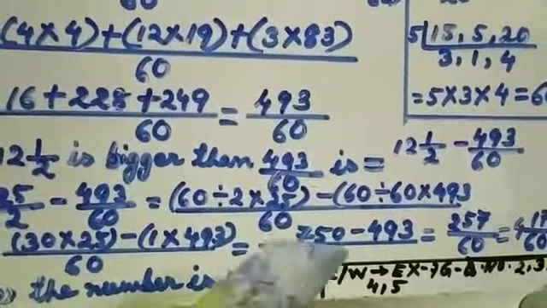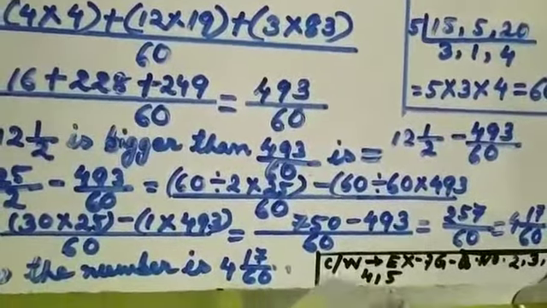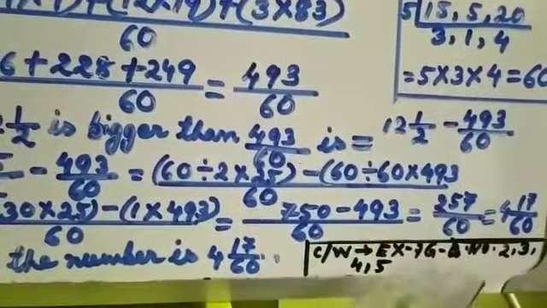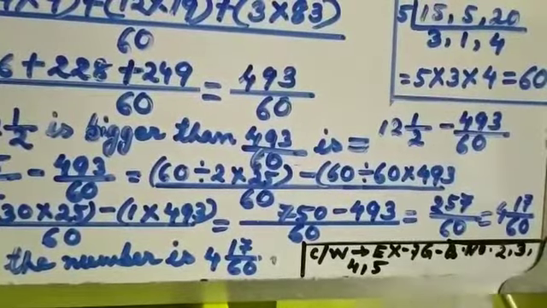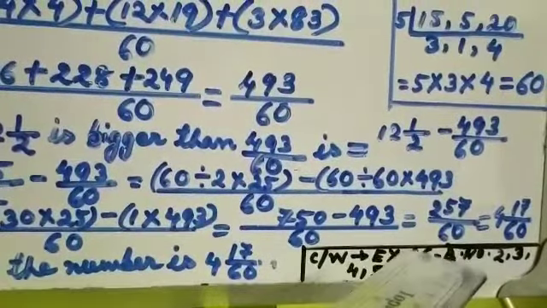So you will do the sums in your CW copy. Exercise 7G, questions number 2, 3, 4, 5. All the sums of these numbers you will do.